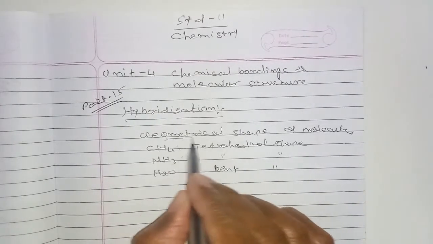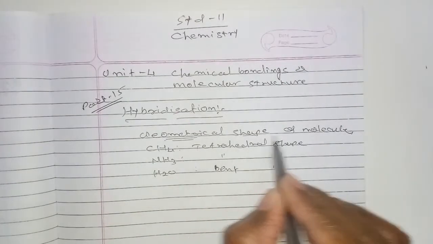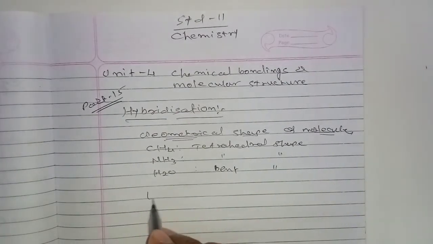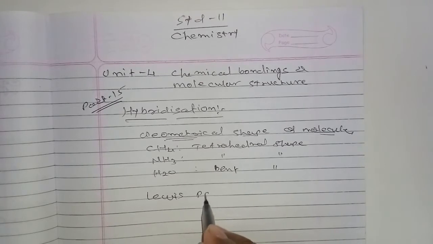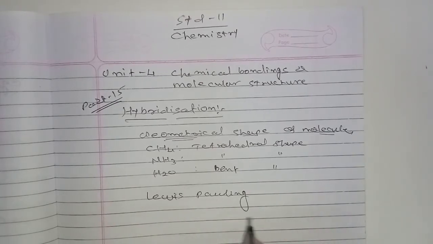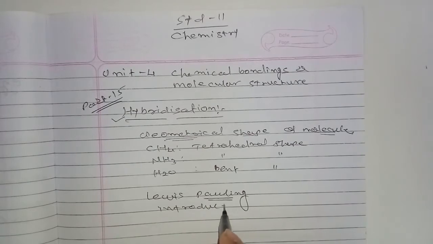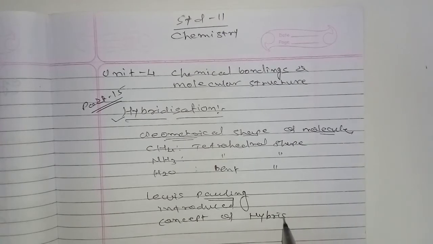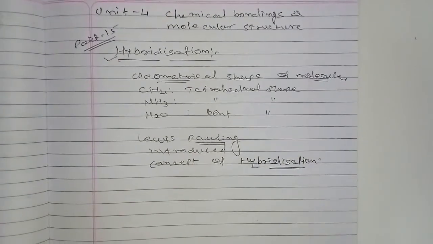So to explain the geometrical shape of the molecule, Louis Pauling introduced the concept of hybridization. Now let's see what hybridization is.